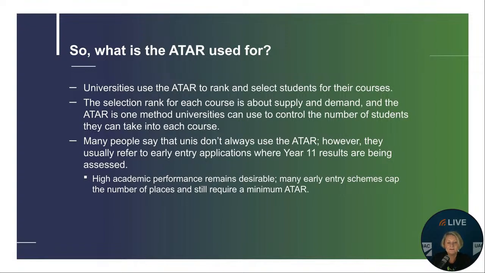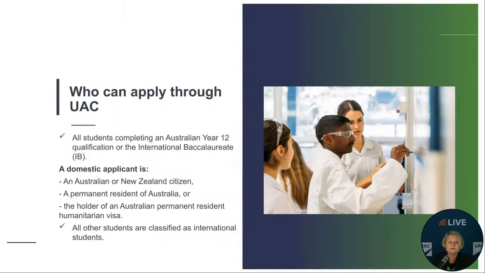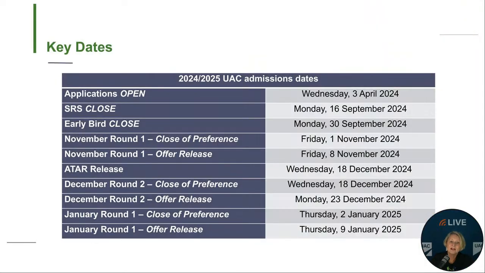So let's now look at who can apply through UAC. A domestic applicant is someone who is, of course, an Australian or New Zealand citizen, a permanent resident of Australia, or a permanent resident with a humanitarian visa. And these students, of course, should apply through the undergraduate course website. All other students are classified as international and should apply through UAC International.